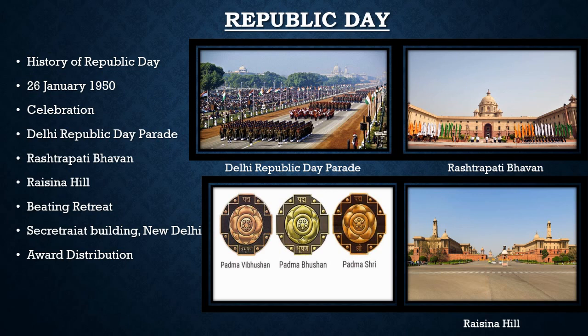The Delhi Republic Day Parade is held in the capital New Delhi and is organized by the Ministry of Defense. It includes the Indian Army, Air Force, Indian Navy, and Indian Coast Guard. Starting from the gates of the Rashtrapati Bhavan, that is the President's residence, Raisina Hills is an area of New Delhi housing India's most important government buildings, including Rashtrapati Bhavan, on Rajpath past the India Gate.